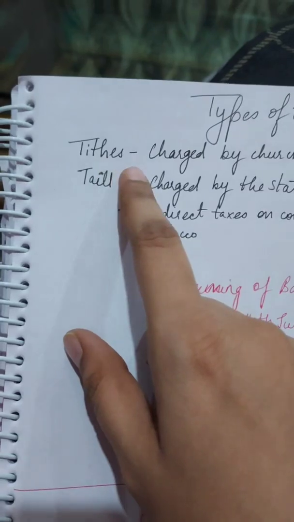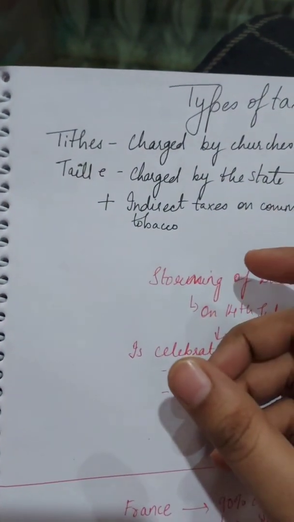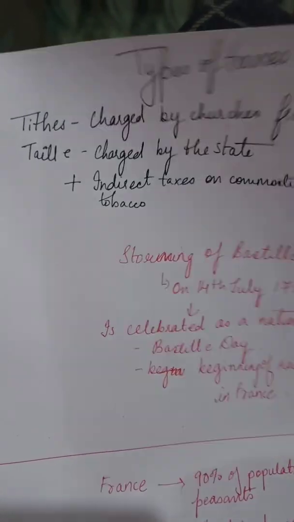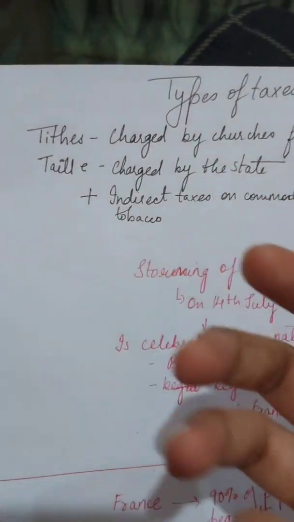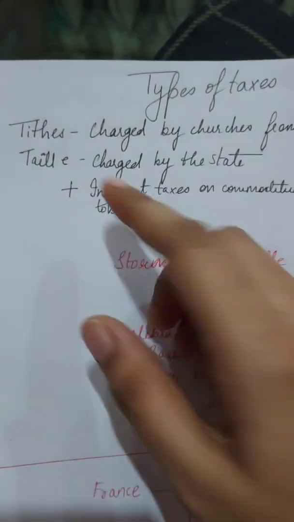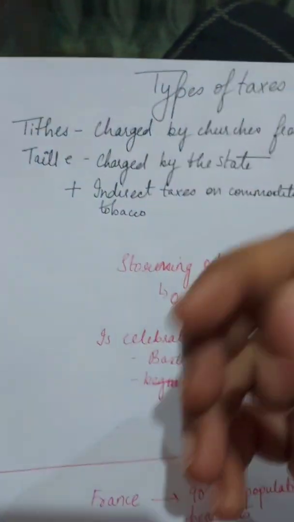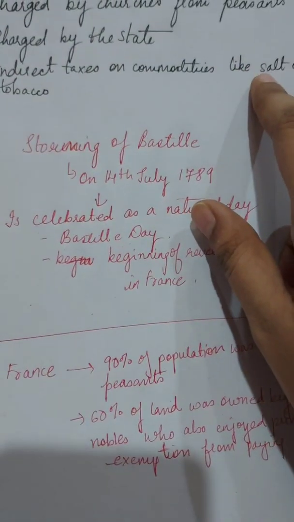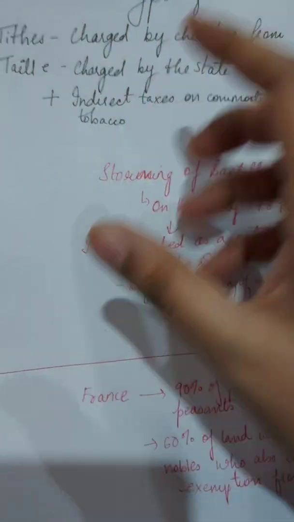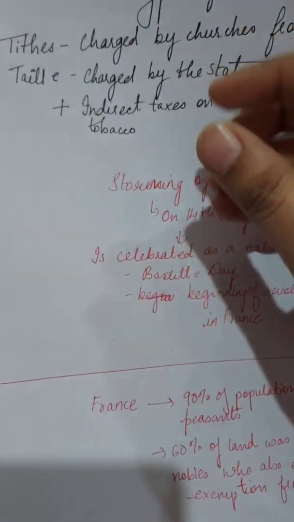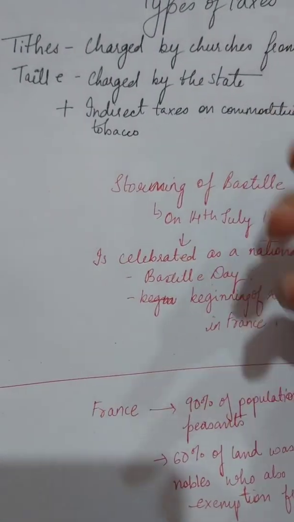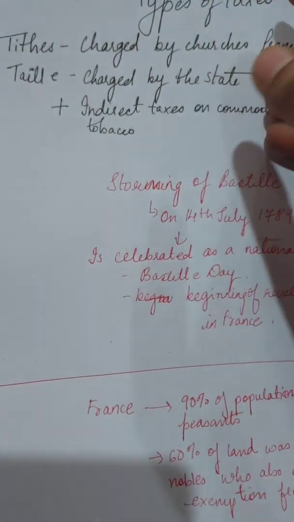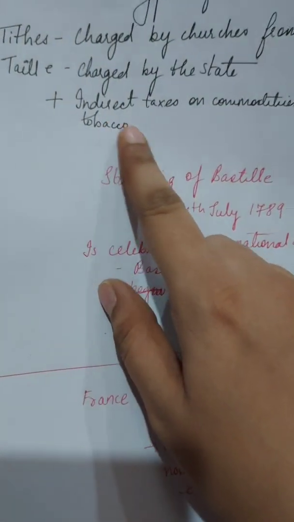That was tithes. Taille was another kind of direct tax that was imposed by the state on the people. Like we have the state government and the central government, in the same way at that time also the state used to charge a direct tax on the people. That was called what? Taille. Also, moreover, people had to give indirect taxes. So indirect taxes on certain commodities like salt and tobacco were also charged. So there was a group of indirect and direct taxes that the peasants had to tolerate, paying it to the church, sometimes the church or the state, or in the form of indirect taxes.